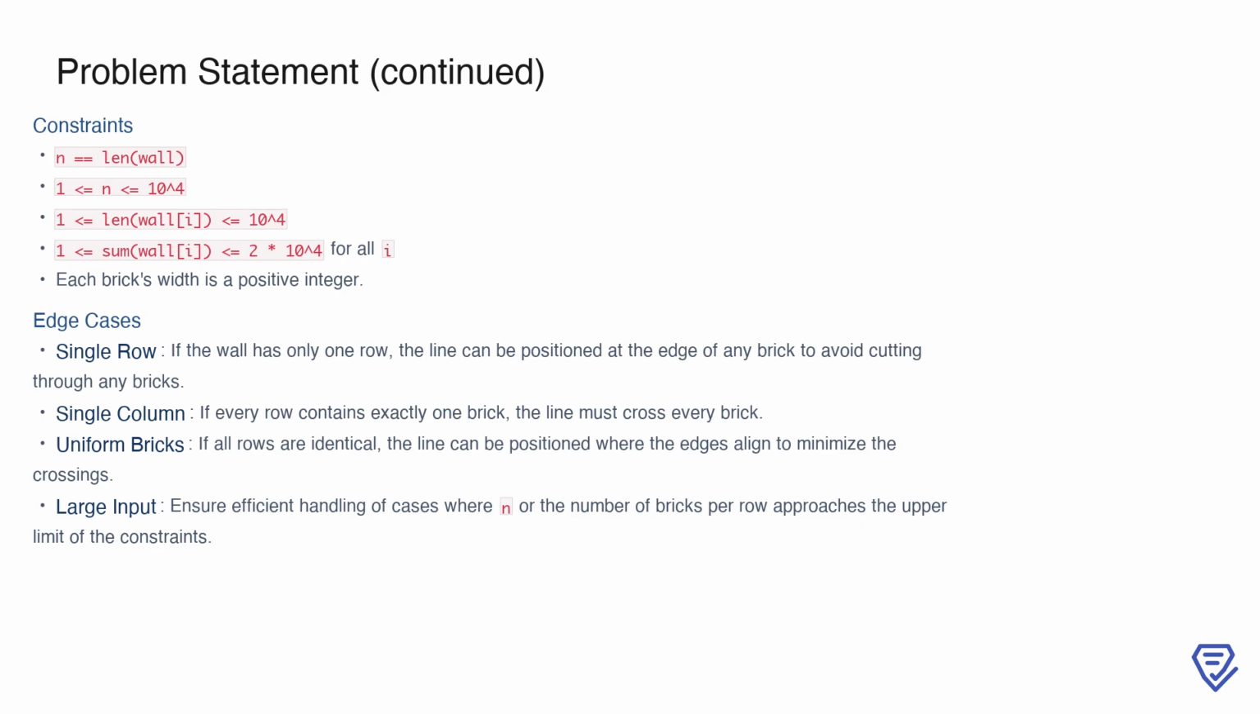Additionally, edge cases such as a single row, a single column, or uniform brick arrangements must be considered. For example, in a single row wall, the line can be positioned at any brick edge to avoid crossings, whereas in a single column wall, it must cross every brick. Uniformity among rows allows us to take advantage of aligned edges to minimize crossings. Efficient handling of these scenarios is critical for solving the problem within the given constraints.